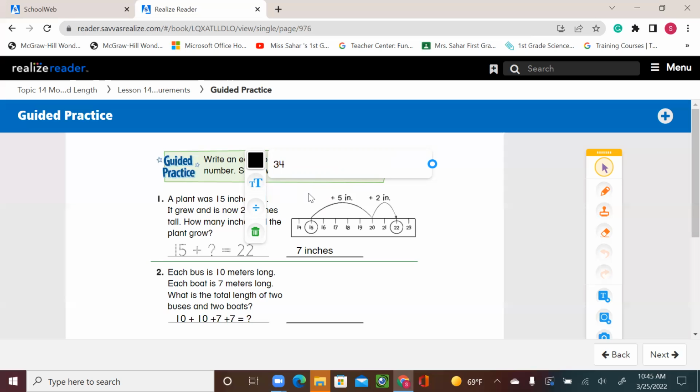What measurement do we use here? Meters. So I'm going to put the unit that I used to measure, meters. So there are 34 meters in 2 buses and 2 boats.